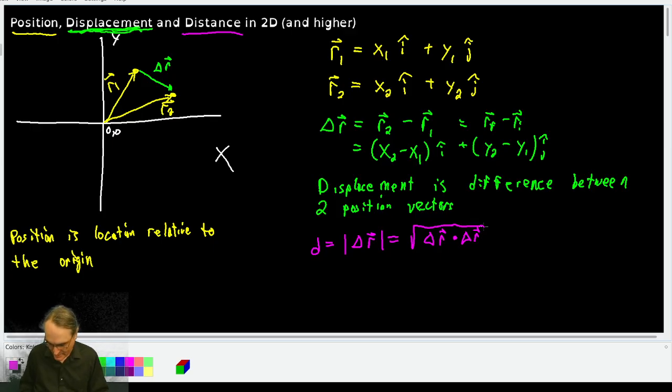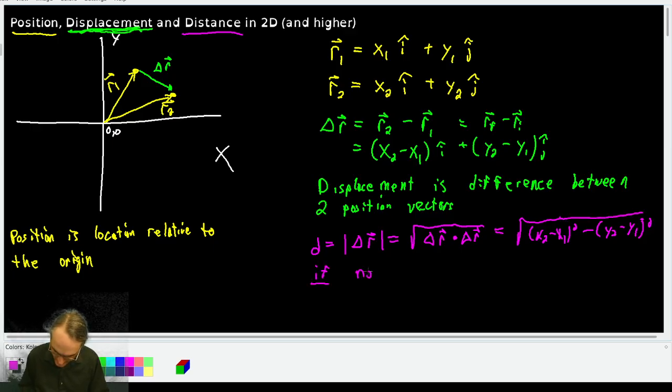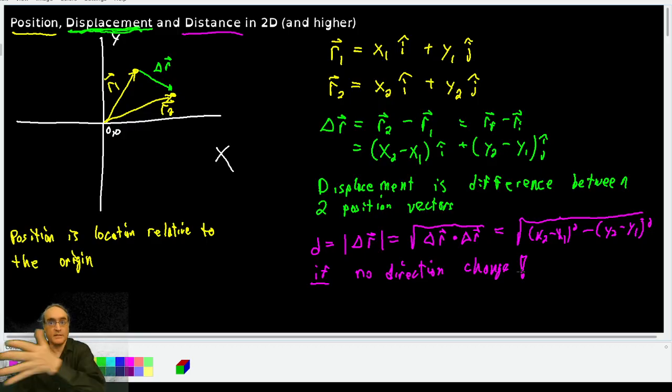Okay. In other words, it actually ends up being the square root of x2 minus x1 squared plus y2 minus y1, whole thing squared, if no direction change. So this works great for finding the distance traveled between any 2 points that are adjacent in the time stream. So if you have r1, r2, r3 in order from t1 to t2 to t3, then to find the distance traveled between r1 and r2, you'd do exactly this. To find the distance between r2 and r3, you'd basically do x3 minus x2 squared plus y3 minus y2 squared, and take the square root.